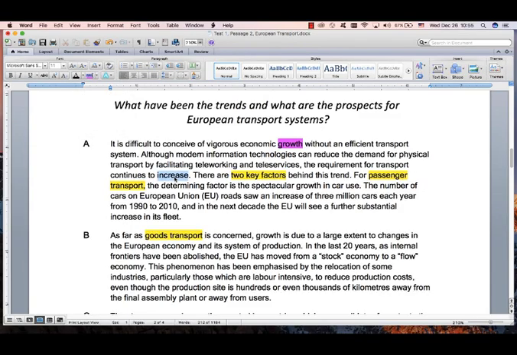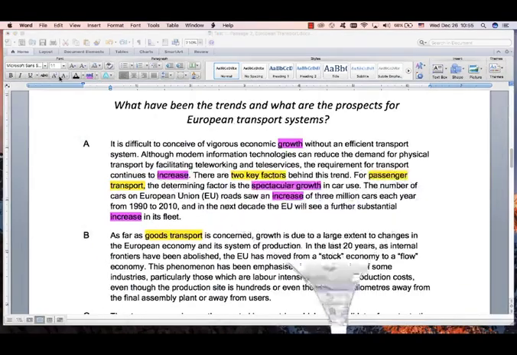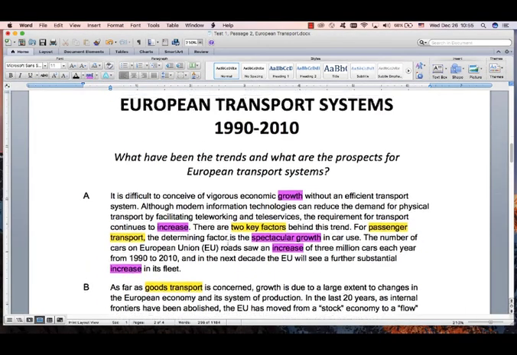There's growth, requirement is on the increase. This trend is reference pronouns. They often talk about important information that came before. Spectacular growth again, increase again, increase again. So this whole paragraph is about growth and increase. So the repetition, this one over here, this is what really helped you with this paragraph. Repetition for matching headings. I've seen it so many times.